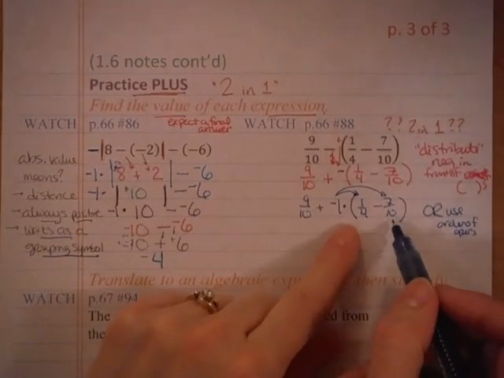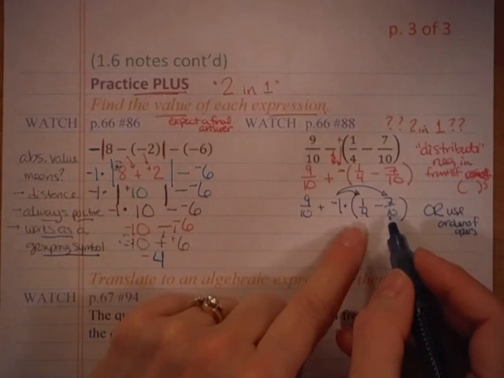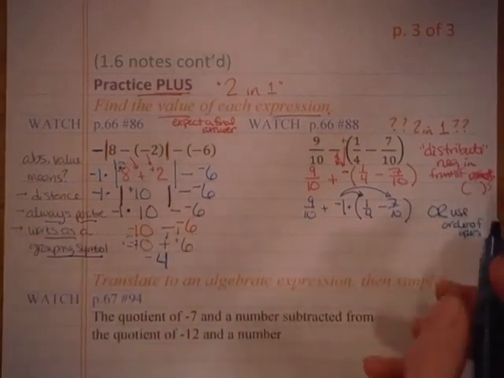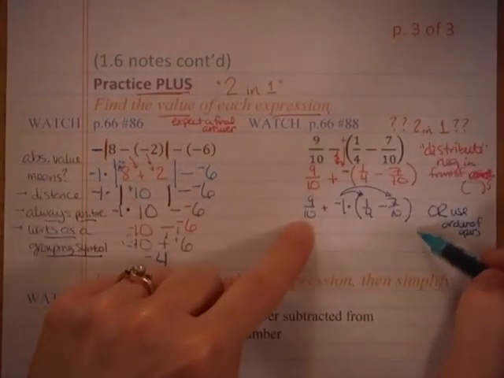Now we're skipping a little bit ahead because this is really multiplying positive and negative numbers, which we'll officially cover in 1.7. But for most of you, you've been exposed to it. So again, I'm just showing you one way to do this problem.